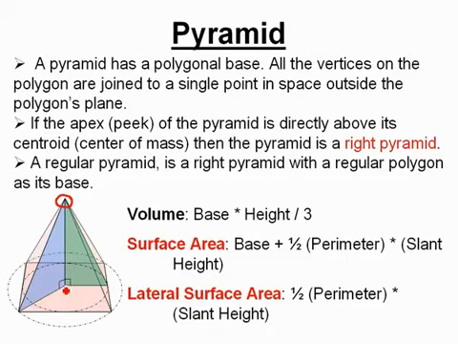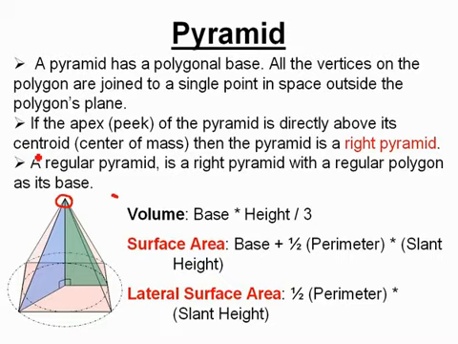can't be on the plane of the square. It has to be above it or to the side of it. It could be out here somewhere, and you could join all the vertices to that point. But it can't be in the plane of the square. So anyway, if the apex or peak of the pyramid is directly above its centroid, or the center of mass, then the pyramid is known as a right pyramid. Otherwise, it is not known as a right pyramid.